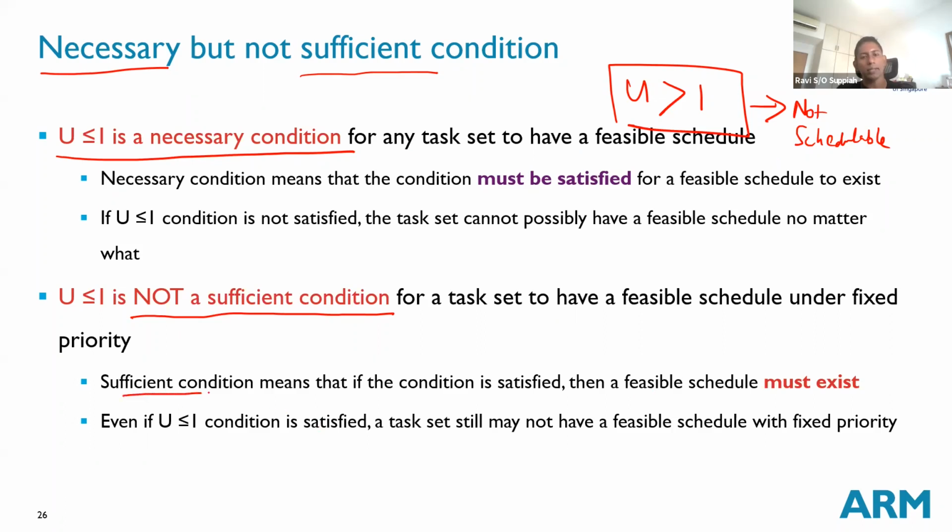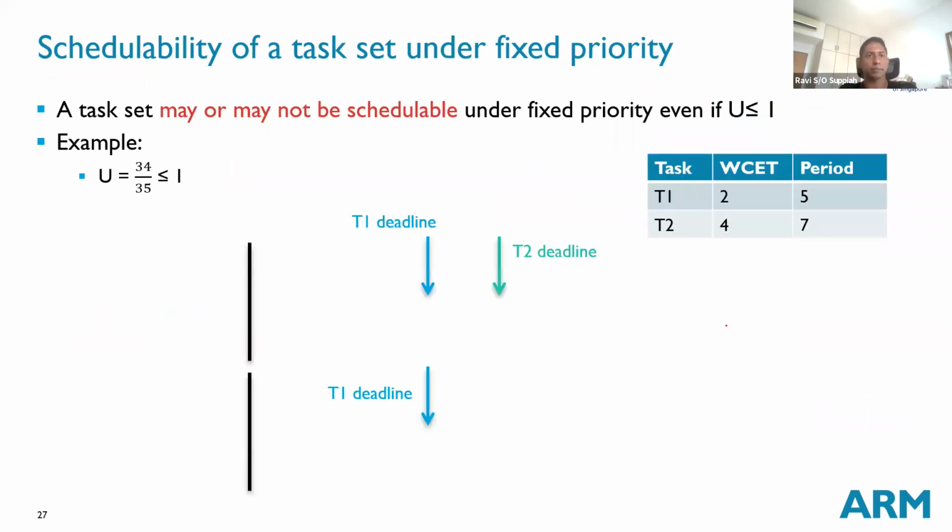Sufficient condition means that if I am able to fulfill a sufficient condition, there is a schedule that exists. But necessary means that is the first level of check. If the first level of check already failed, then you don't need to do anything else, because you know it's not possible. But if utilization is less than or equal to 1, you pass the first level. Now the next level is you must look for some sufficient condition. So this is not sufficient yet. You still need to look at other conditions or other checks.